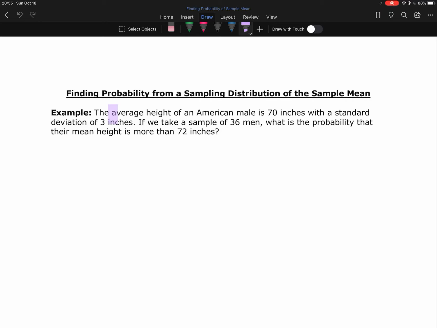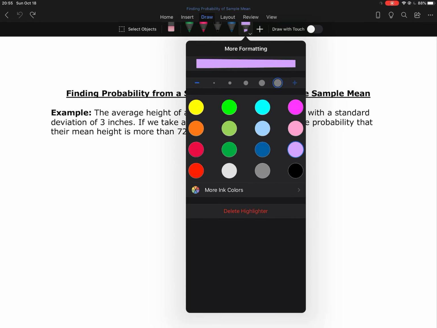So the average, maybe I'm not going to highlight. That's a really big highlighter. Can I make that smaller?